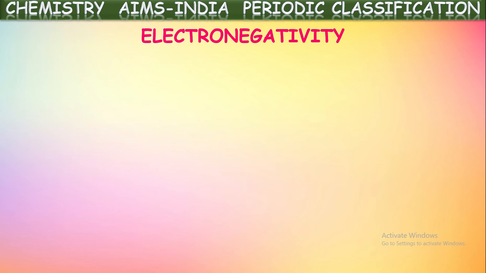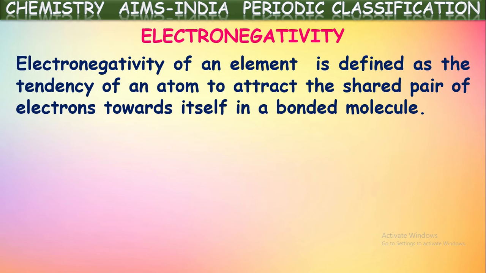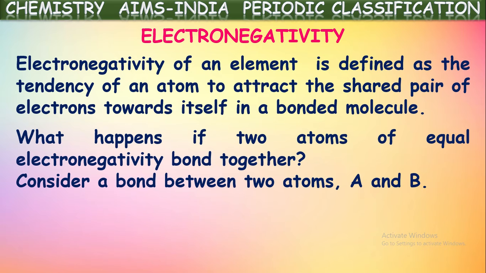Next property, electronegativity. Electronegativity of an element is defined as the tendency of an atom to attract the shared pair of electrons towards itself in a bonded molecule. So the tendency or the behavior of an element by which it can pull the pair of electrons towards it in a bonded molecule. Let us understand this.